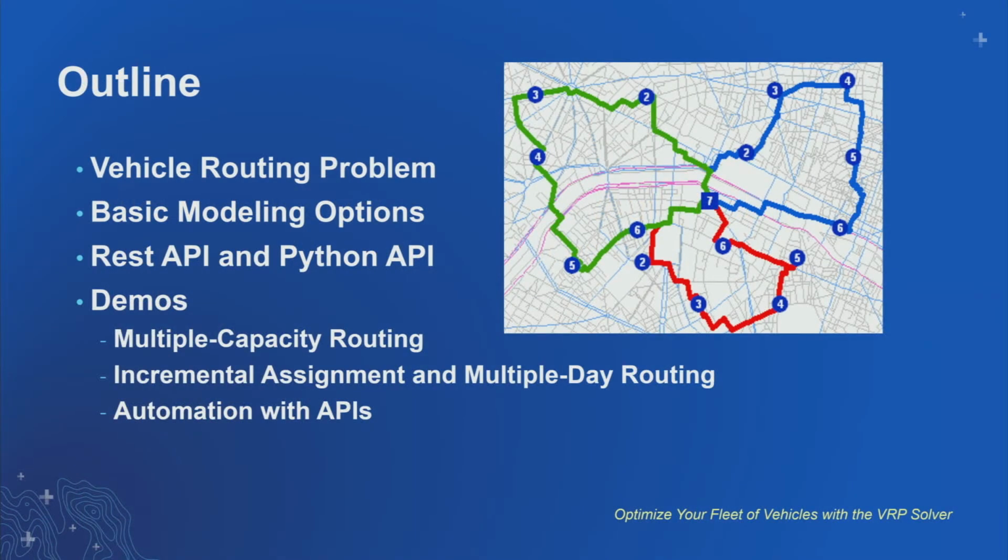So we'll start by discussing what the vehicle routing problem is, and then look at the basic modeling options that we have within our solver. And then we'll look at the REST API and Python API, but we'll do most of this through demos because that's the best way to actually learn our software. So we've got 3 demos planned: multiple capacity routing, the second one's incremental assignment and multiple day routing, and the third one will be automation with APIs.